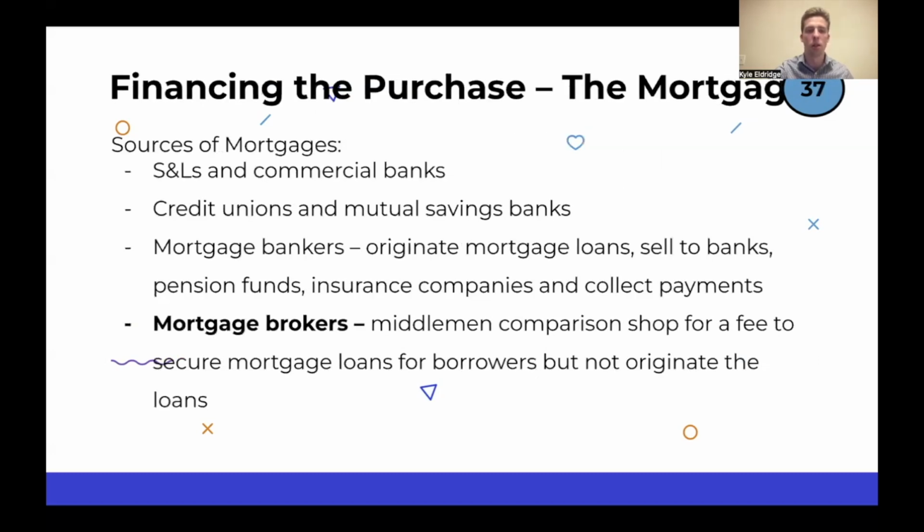Financing the purchase. Sources of mortgages include savings and loan associations and commercial banks, credit unions and mutual savings banks, and mortgage bankers, which originate mortgage loans, sell them to banks, pension funds, and insurance companies, and therefore collect payments. Mortgage brokers are the middlemen who shop for a fee to secure mortgage loans for borrowers but do not originate the loans. They just connect the loans with the buyers.